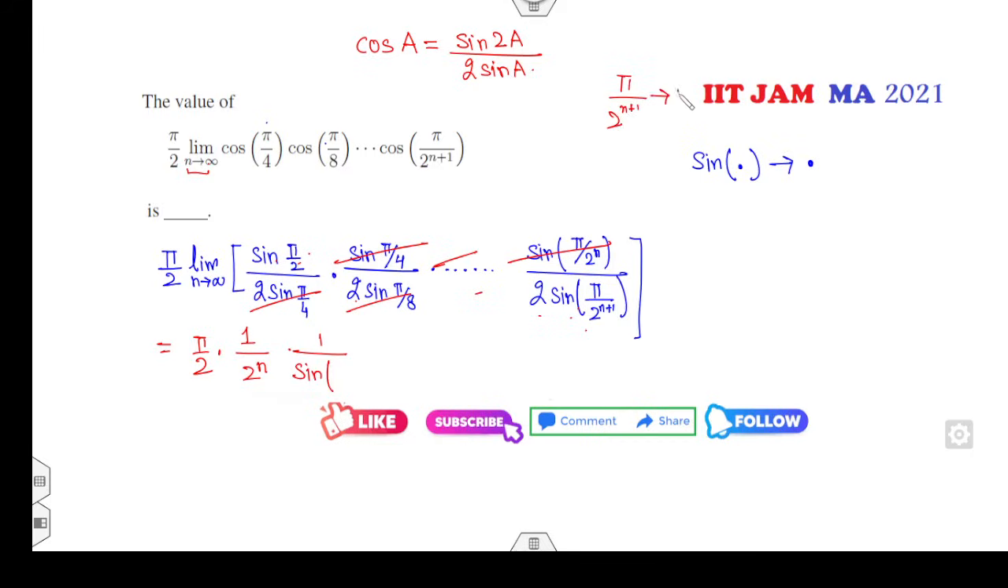This value goes to 0. So I can replace this value with pi divided by 2 to the power n plus 1. So what do you get? Pi by 2, 1 over 2n. Take the power up, 2n plus 1 over pi. So all are cancelled. The answer is 1, that is the right answer.